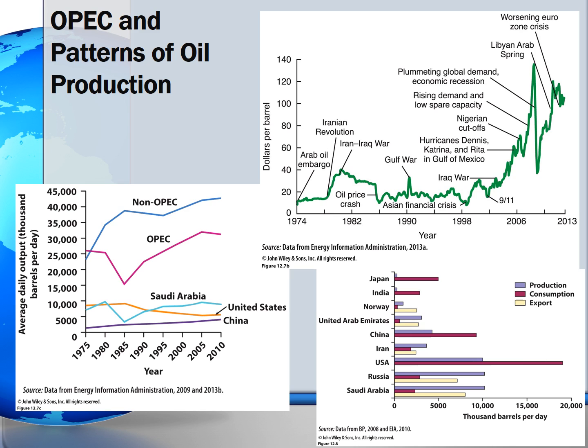And the bottom right graph shows national variations among major oil producers, exporters, and consumers. These average daily volumes show that 5 leading consumer nations account for 45% of global oil consumption. The United States consumes about twice as much oil as it produces and exports very little.